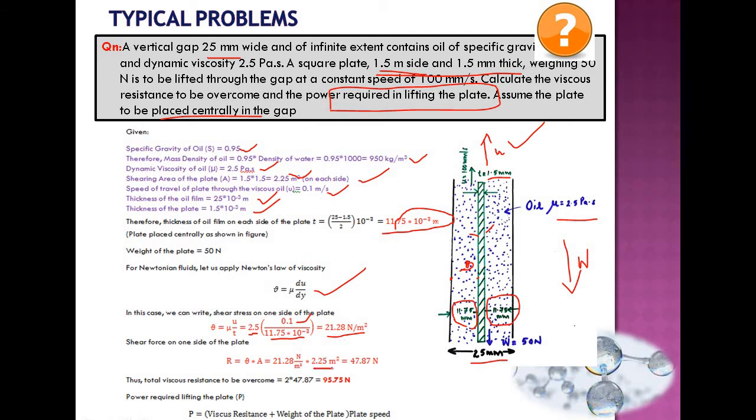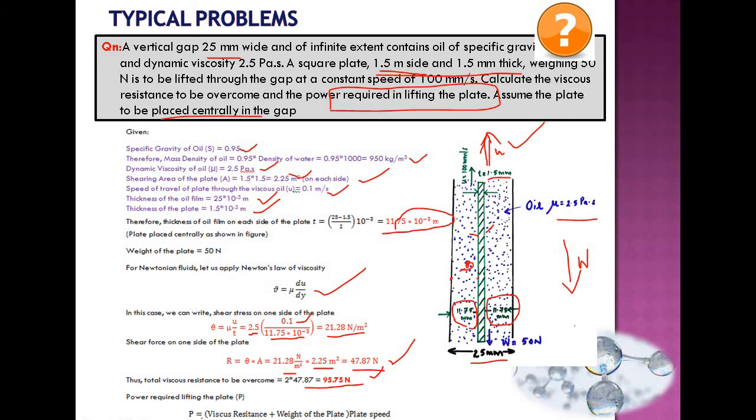21.28 multiplied by 2.25 will give you 47.87 as the shearing force. This is the viscous shear on one side of the plate. On the other side also you have the viscous shear. So the total viscous shear will be 47.87 multiplied by 2, that will give you about 96 newtons or 95.75 newtons. So that is the total viscous force to be overcome in order to lift the plate up with a velocity of 100 millimeter per second.